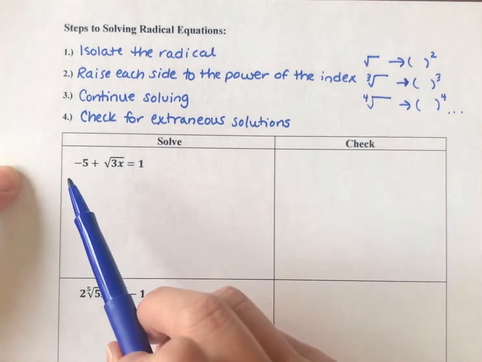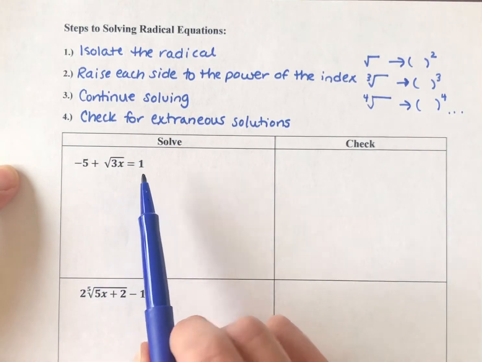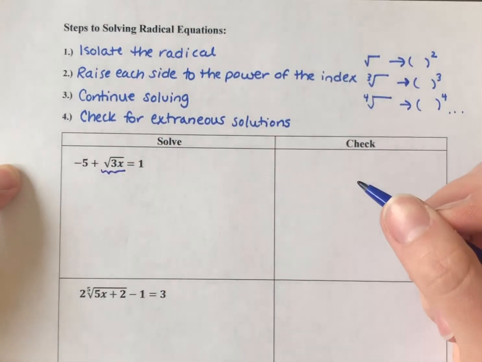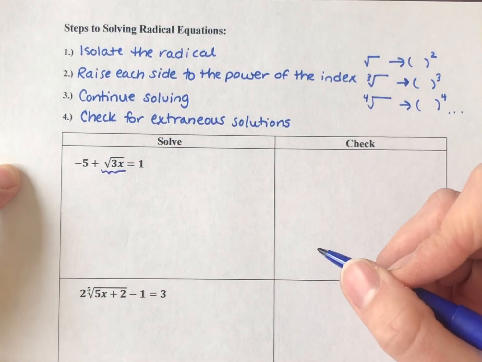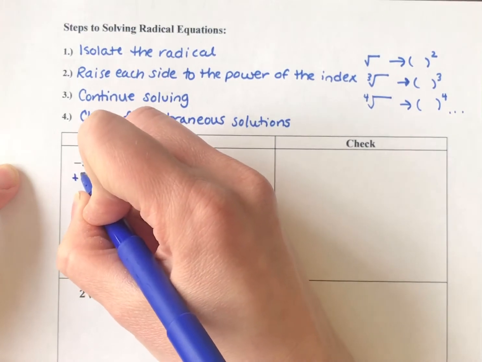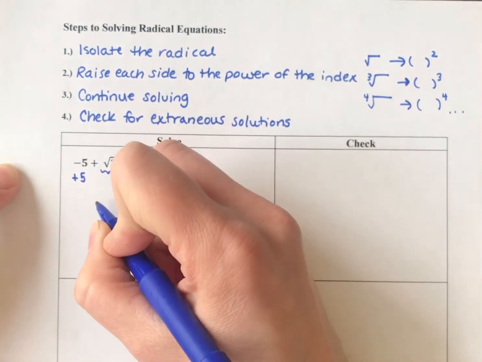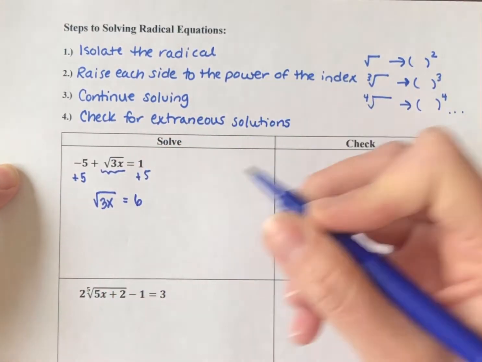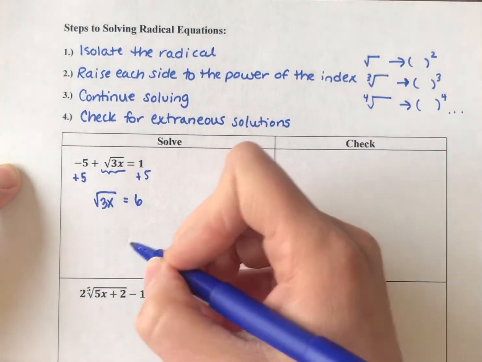All right, if I wanted to solve -5 plus the square root of 3x equals 1, this is the radical I'm talking about, the square root of 3x. I want to get that square root by itself. So what I'm going to do here is add 5 first. Move that to the other side. So I get the square root of 3x is equal to 6. Now I don't want to divide by 3. I don't want to go inside the radical.